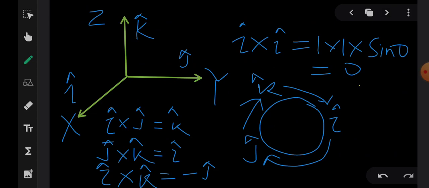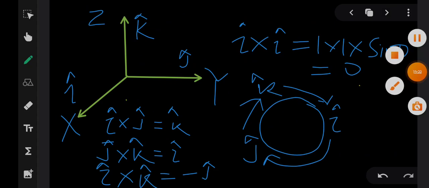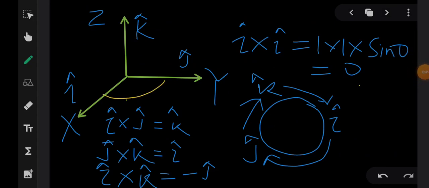And if you rotate a right-handed screw from I to J, it will be anti-clockwise. So the screw will come up, along the Z axis. So I cross J is K.